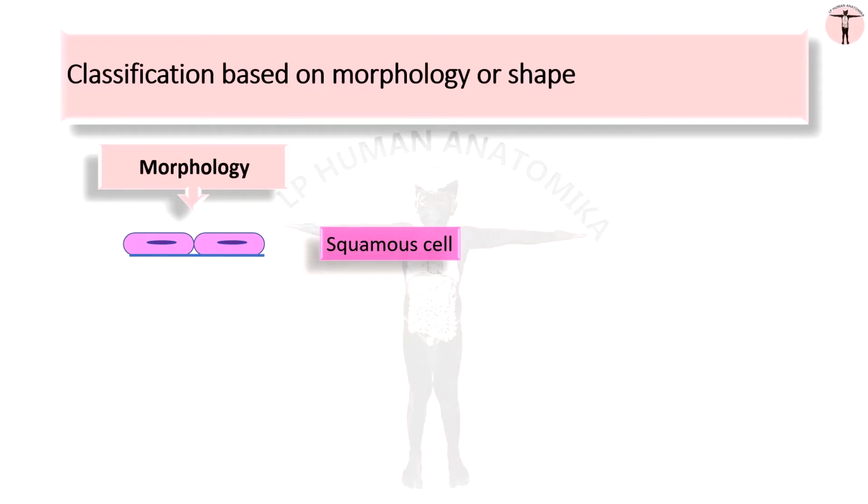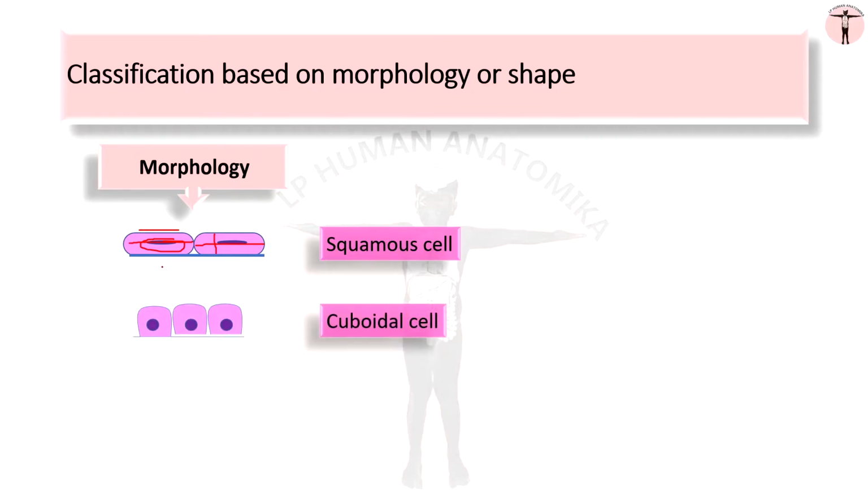The height of the cell is less compared to the width and the depth, that is the antero-posterior measurement of the cell, and the nucleus is parallel to the surface of the cell. So when we see the long section of the nucleus, it is parallel to the long section of the cell surface. Now the second one is the cuboidal cell.